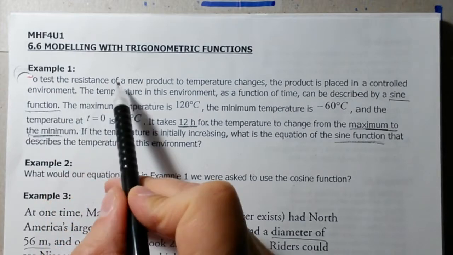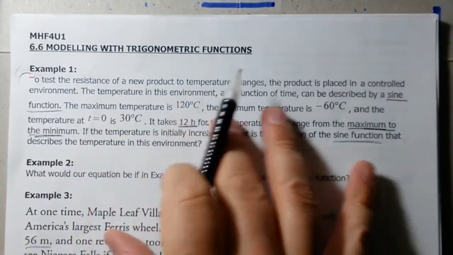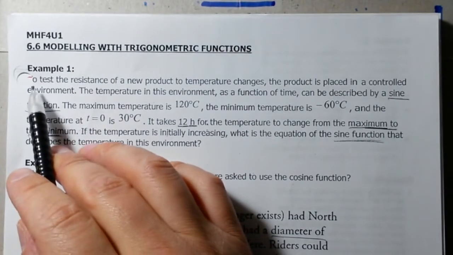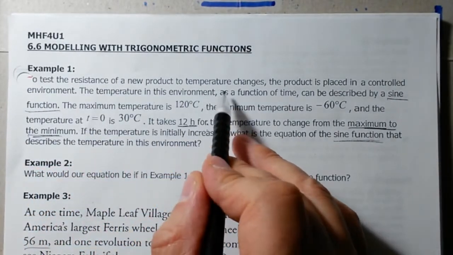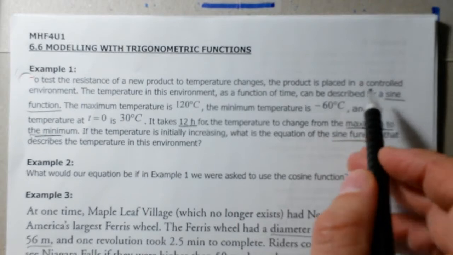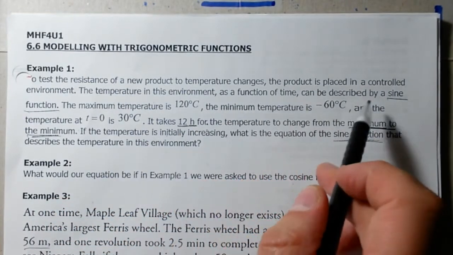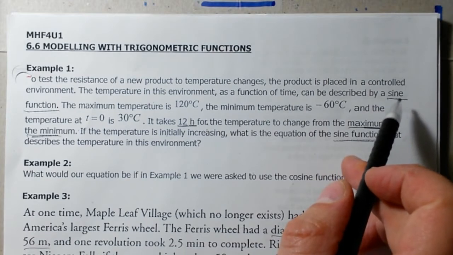to test the resistance of a new product. I'm probably gonna try to make this available in the description of the video too. To test the resistance of a new product to temperature changes, the product is placed in a controlled environment. The temperature in this environment, as a function of time, can be described as a sine function.